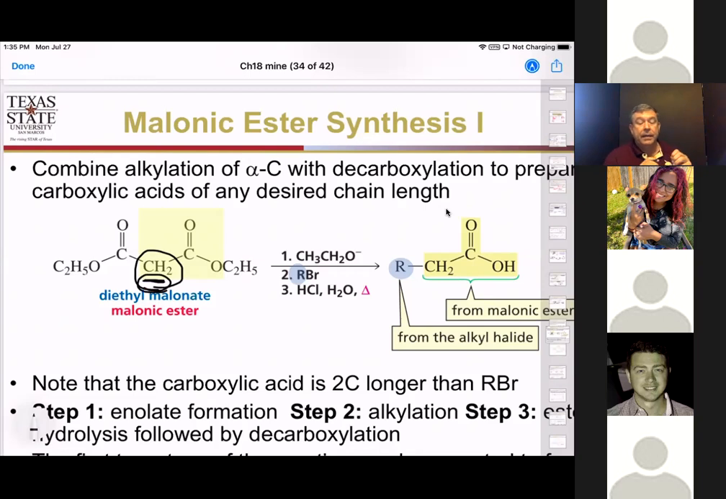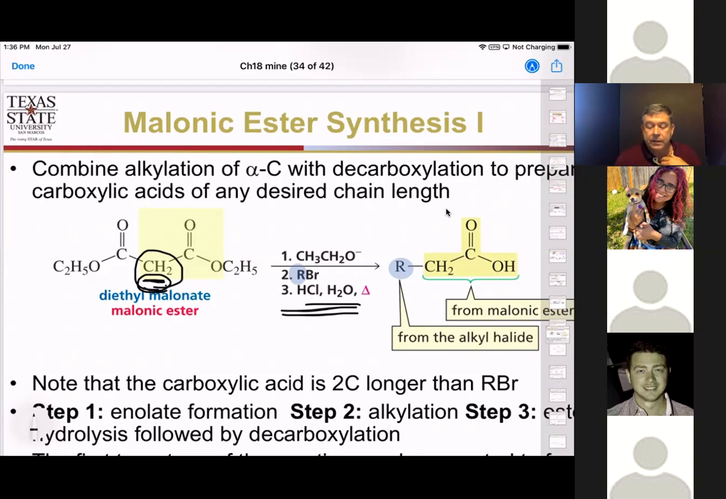Now, if you use one equivalent of base, you can create that anion and displace it and substitute that one alpha hydrogen, and then through heat and acid, you can remove one of the carboxylic acids. And so what you end up doing is adding a CH2 and a carboxylic acid to the end of an alkyl chain.